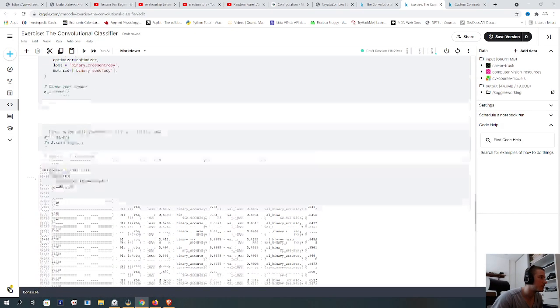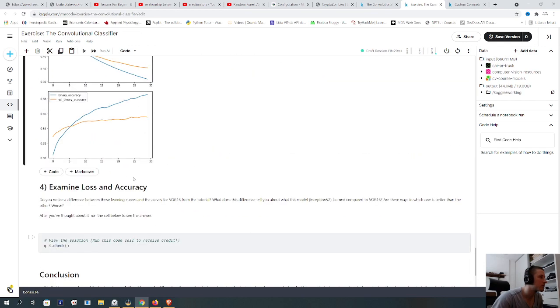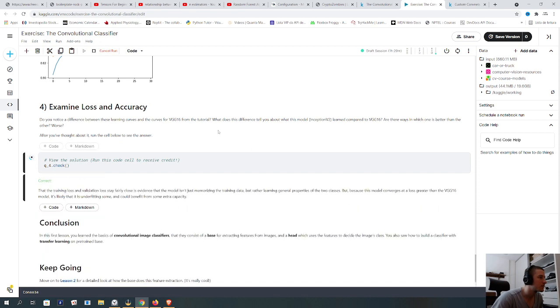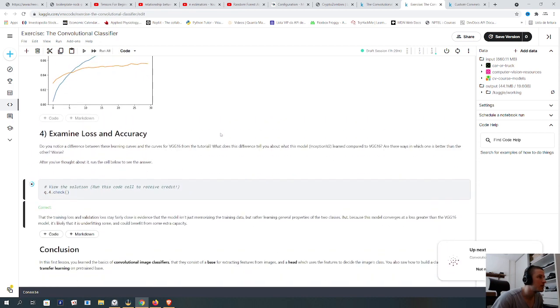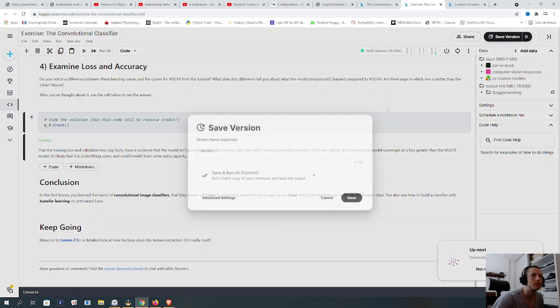And this one has finished now. So let me see if I can run this. Examine the loss. That the training loss and validation loss stay fairly close is evidence that the model is not just memorizing the training data, but rather learning general properties of the two classes. But because this model converges at a loss greater than the VGG16 model, it's likely that it's underfitting some, and could benefit from some extra capacity.